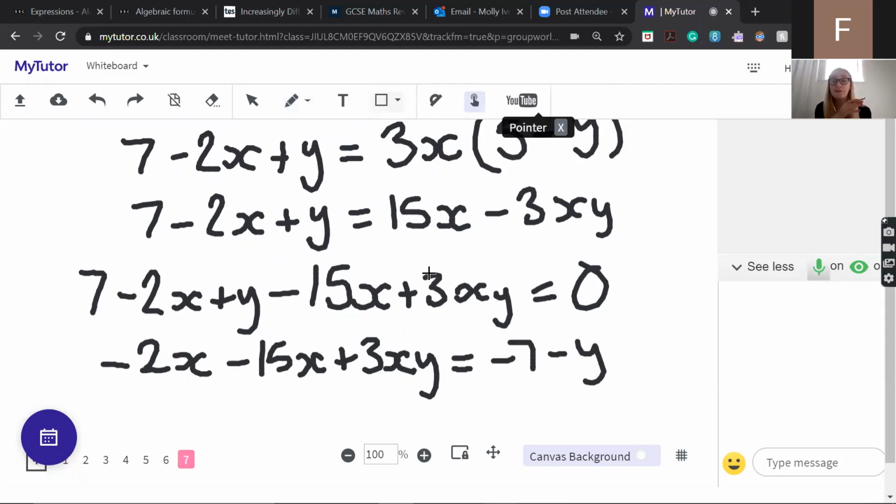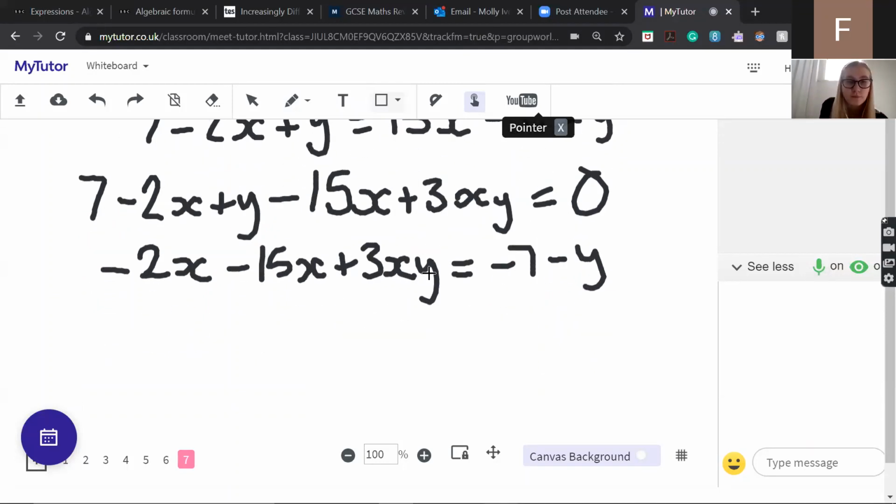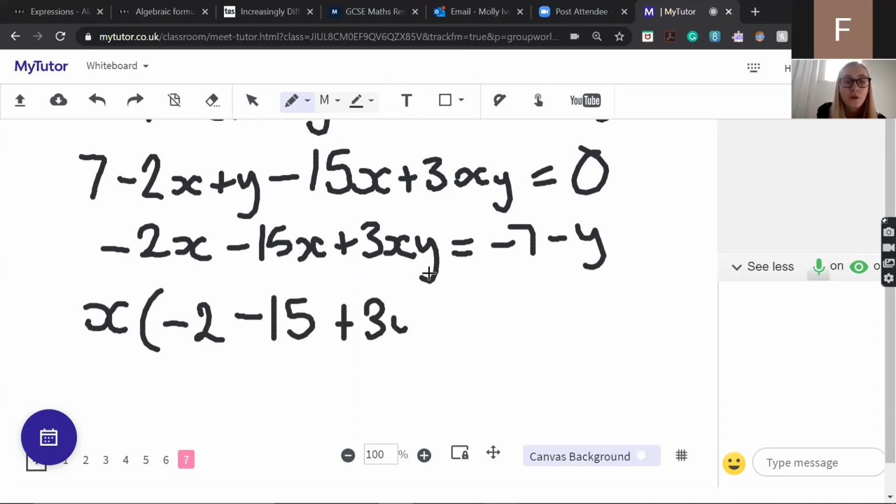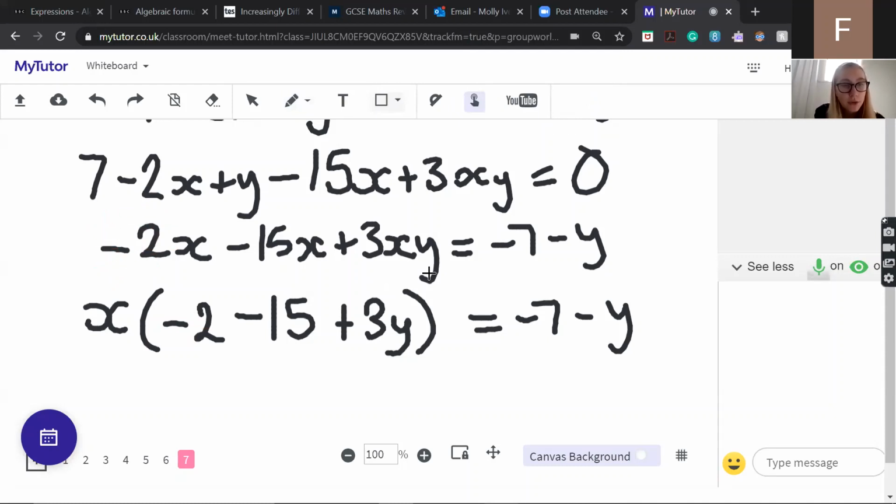Hopefully you can see there's a lot of parts to this one, so hopefully you can see where those came from. We're just taking this 7 and this y and subtracting them to work them over to this side here. Then we will take out a factor of x. So we're left with minus 2 minus 15 plus 3y. And the side stays the same. So hopefully you can see where this came from. We've got minus 2 here when we take out the x. When we take out the x, we have minus 15 here. When we take out the x, we're left with 3y here.